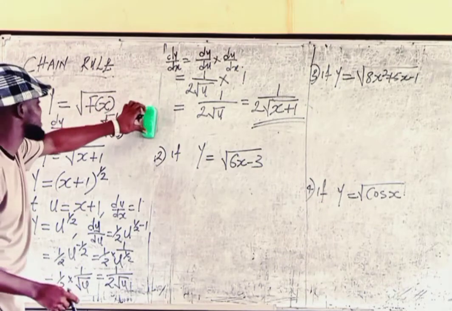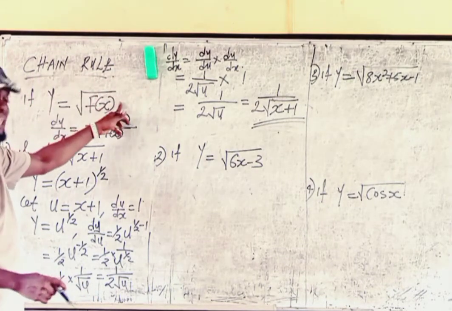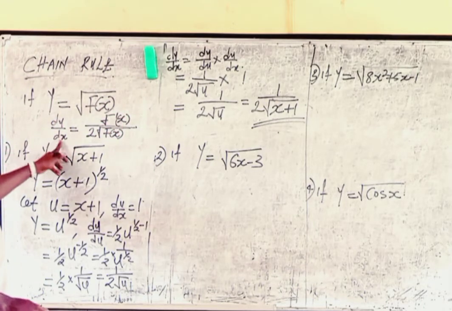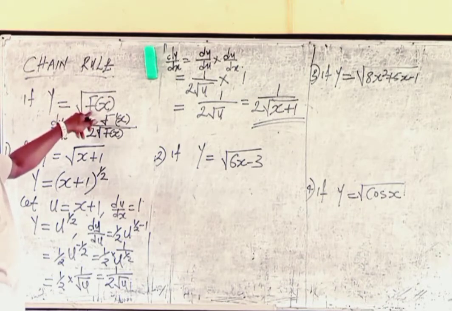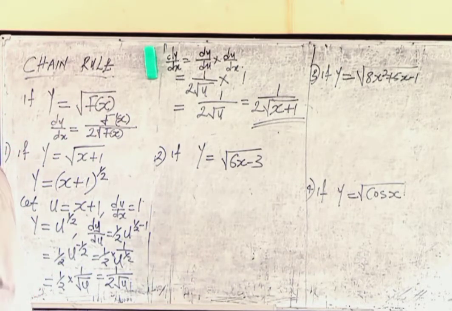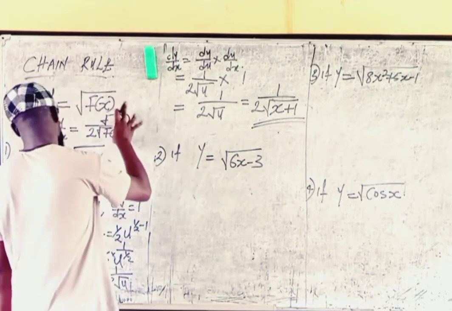What I'm trying to say in very simple language is, if you have y equal to the square root of a function of x, dy/dx will be the differentiation of what is inside the root, divided by 2 times the initial expression. That's what we are trying to say here. From this question, I want to apply this formula now.